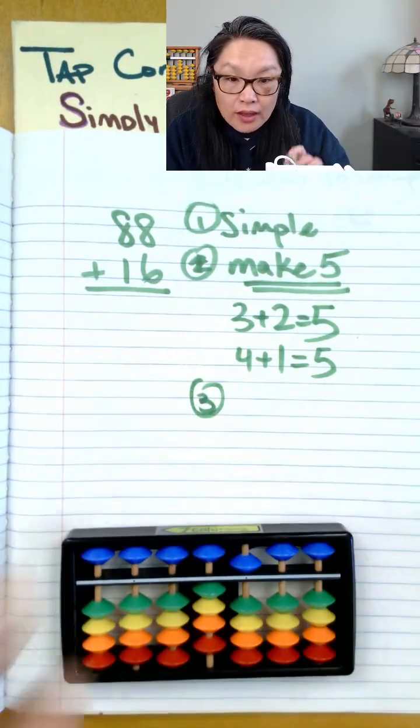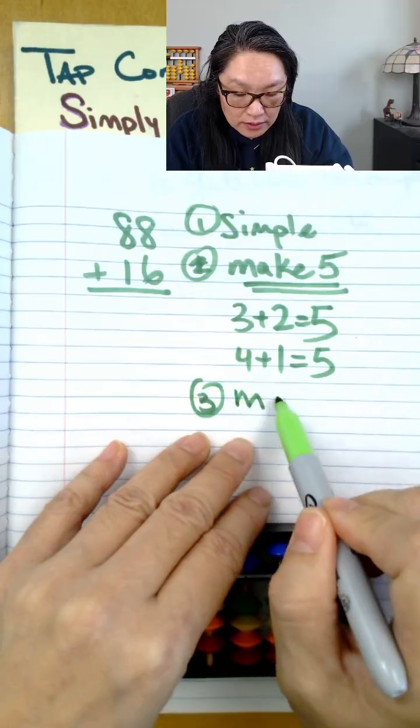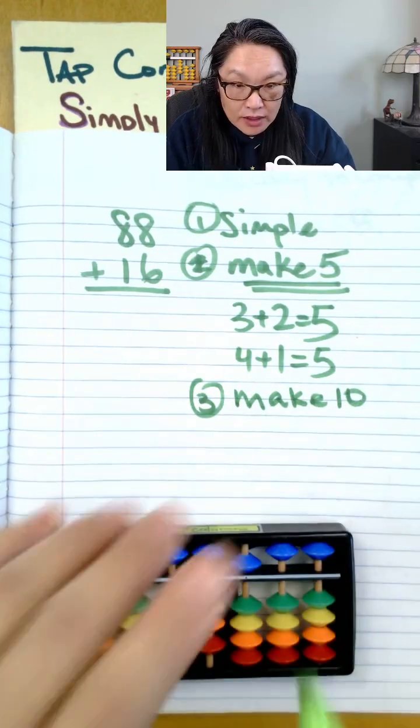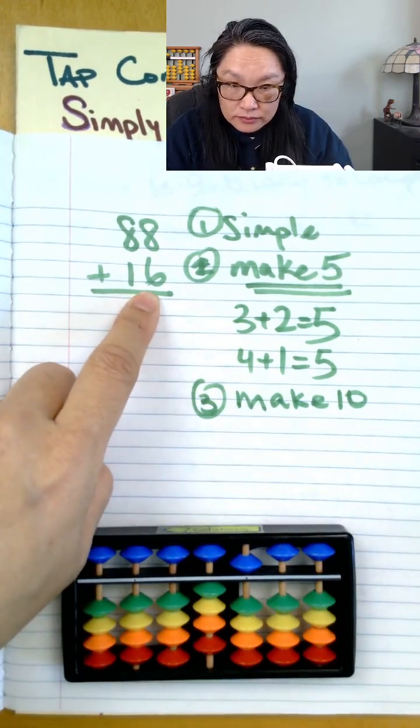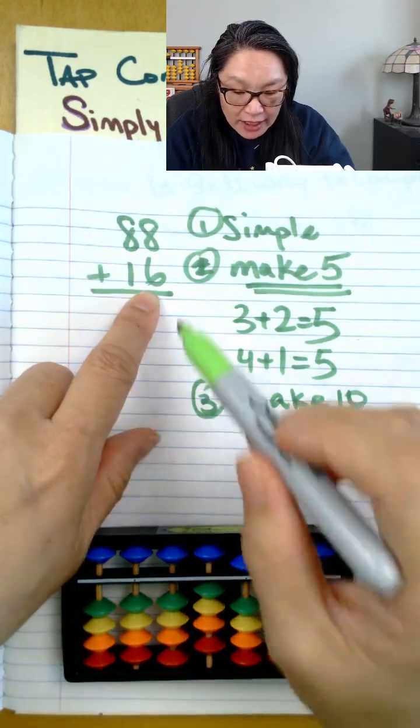Step 3. How do you make a 10? Easy, right? I want to make a 10 with a 6. How do you make a 10? 5 plus 5, yes. But how do you make a 10 with a 6?